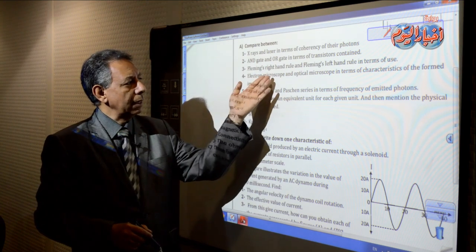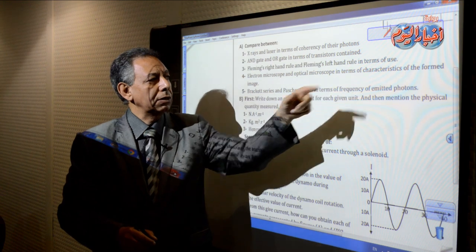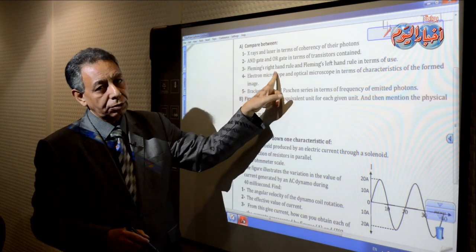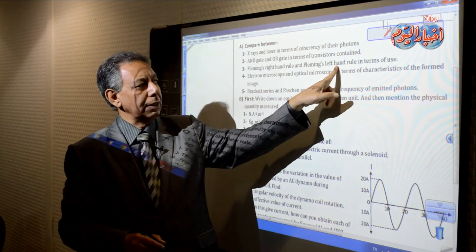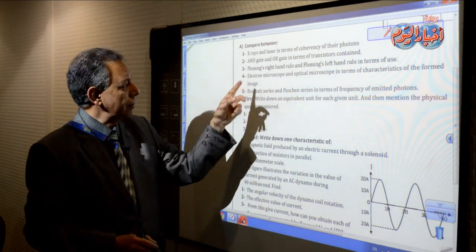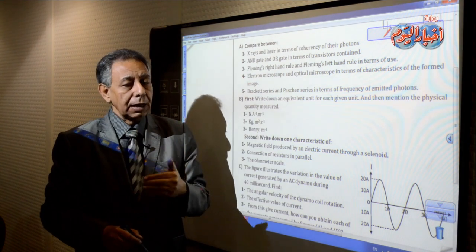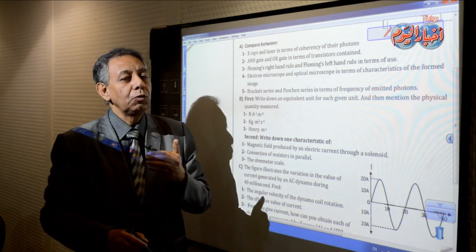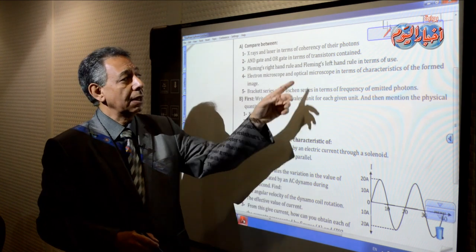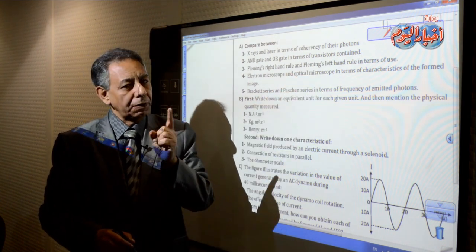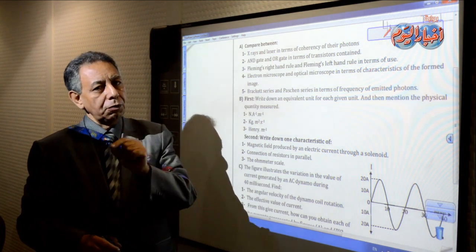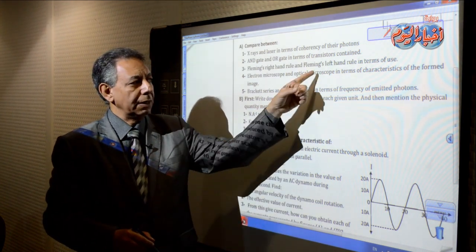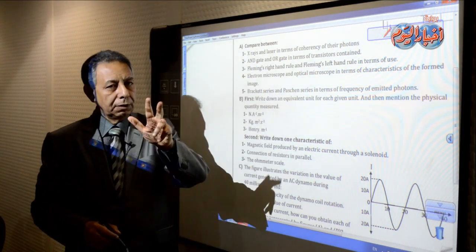Number three, Fleming's right-hand rule and Fleming's left-hand rule in terms of use. In fact, Fleming's right-hand rule is in the induction part, but Fleming's left-hand rule is in the magnetic effect of the electric current. Fleming's right-hand rule is used to find the direction of the current induced through a straight wire when that wire is moved in a magnetic field. Fleming's left-hand rule is used to find the direction of the force that affects a wire carrying a current and placed in a magnetic field. That is the answer of the third part.